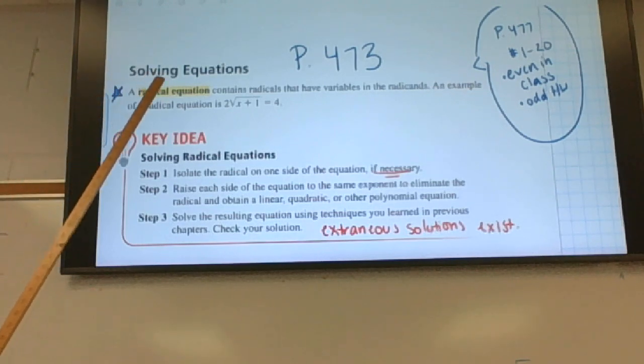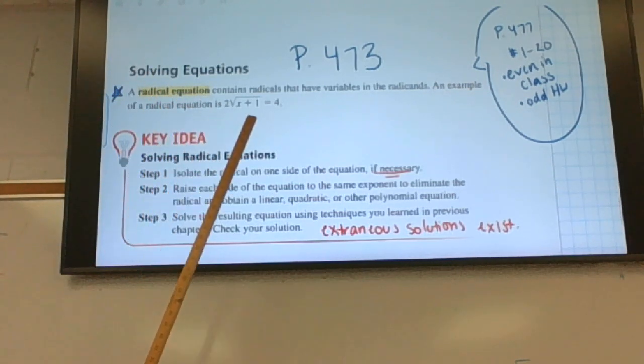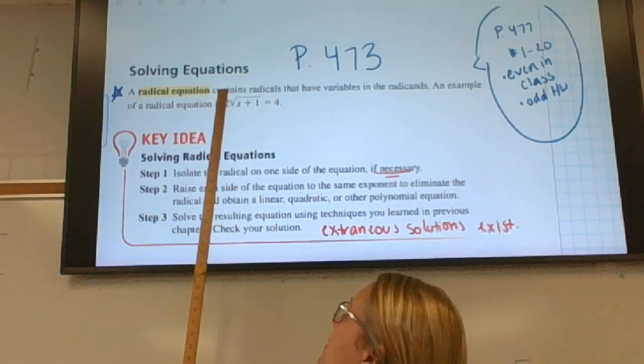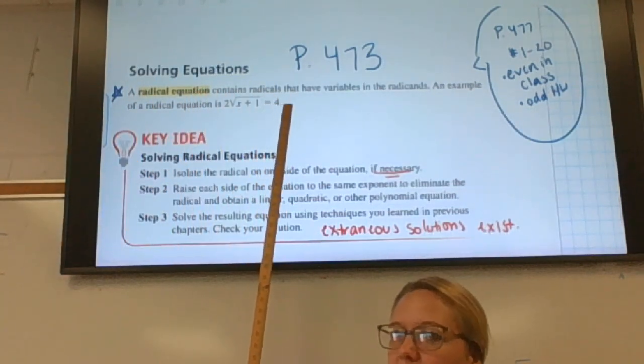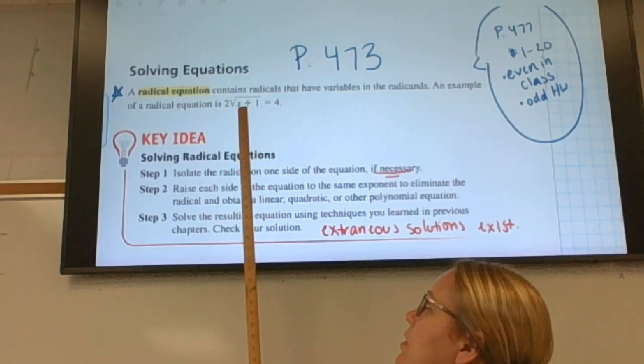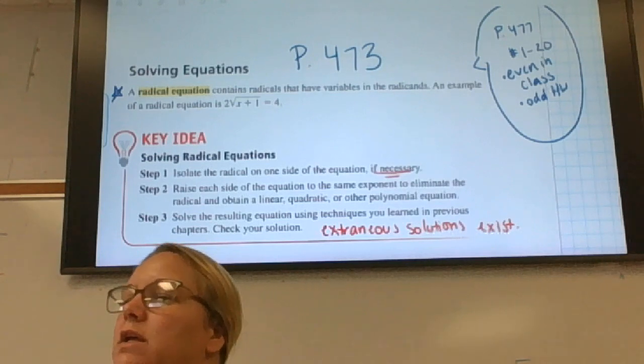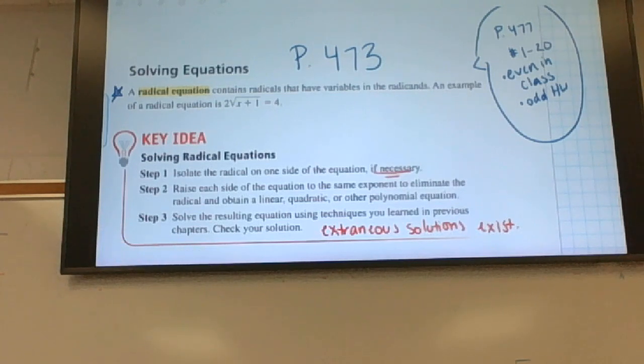These are on how to solve radical equations. Now, this will be a vocabulary word on your test. A radical equation is just an equation that has a variable under the radical bar. So sometimes people think any equation ever with a square root or a cube root is called a radical equation, but that's not true. It's got to have the variable in the radical bar. So it contains a radical that has a variable in the radicand.